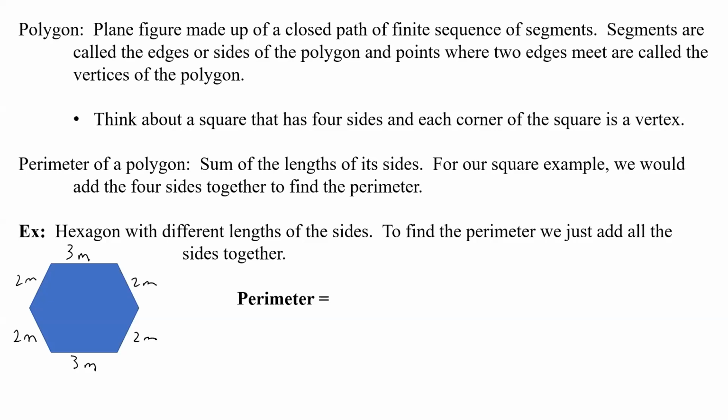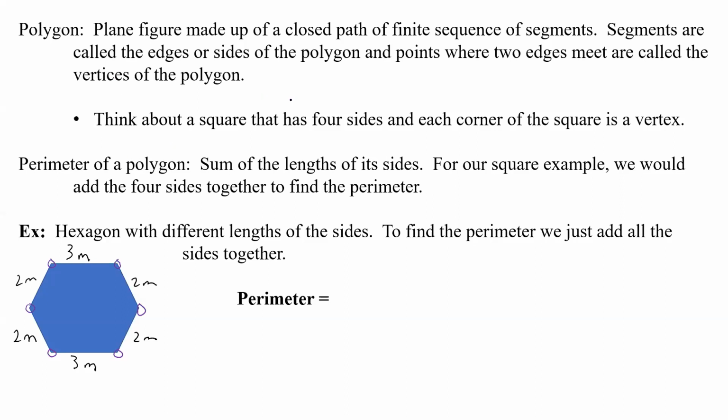But it's basically a figure made up of a closed path of a finite sequence of segments. If we look down here at our hexagon, each one of these lines is a segment, and that's what they're talking about, the segments. These are the edges or the sides of the polygon. The points where two edges meet are called the vertices of the polygon. So each one of these places where they meet, in this case here and here and here and here and here, and here, each one of those is a vertex, or plural, vertices, okay?